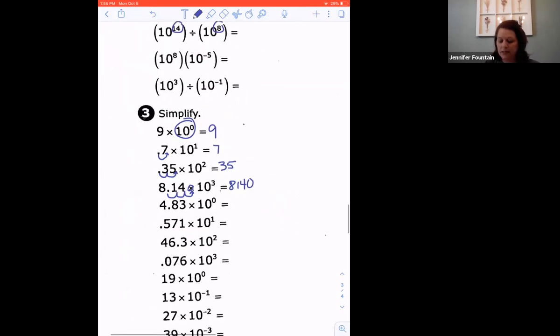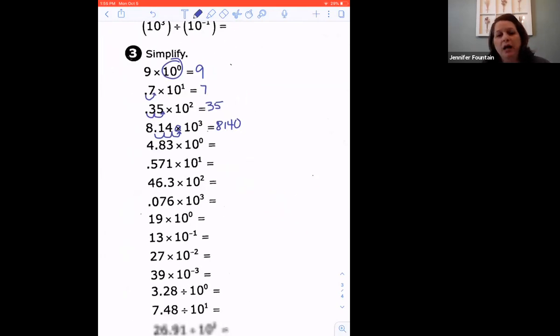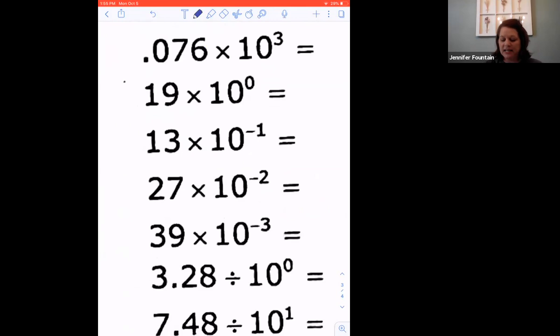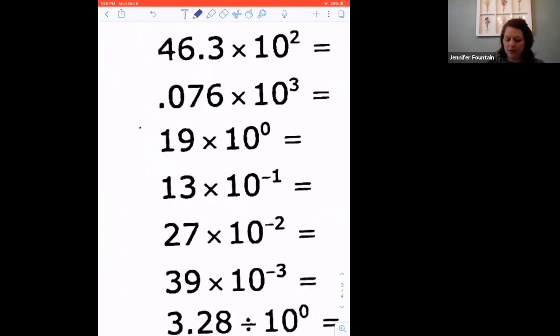All right, so positive exponents, you're moving your decimals to the right. Negative exponents, you're moving your decimals to the left. So like if I have 13 times 10 to the negative first, right now in 13 my decimal is right here at the end of it. So if it's 10 to the negative first, I have to move my decimal 1 place to the left. So that becomes 1.3.